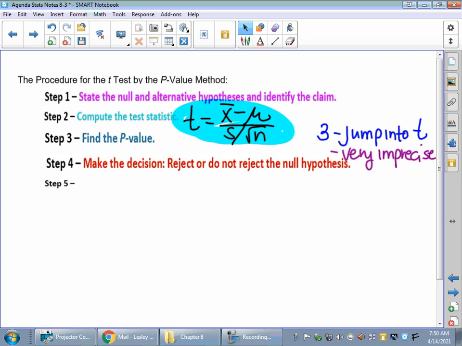Step 4 is always make your decision. Are you going to reject or not reject H sub O? And step 5, summarize those results. So before we do an actual hypothesis test, let's make sure that you know how to find the p-value by jumping into the t-table.